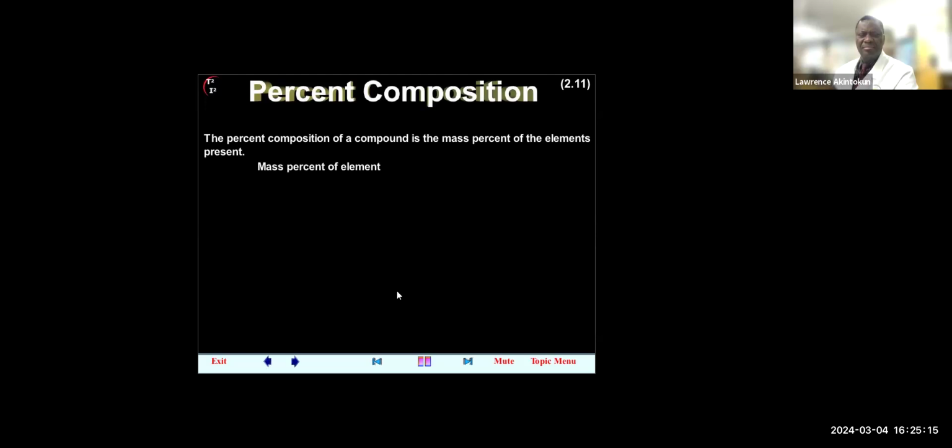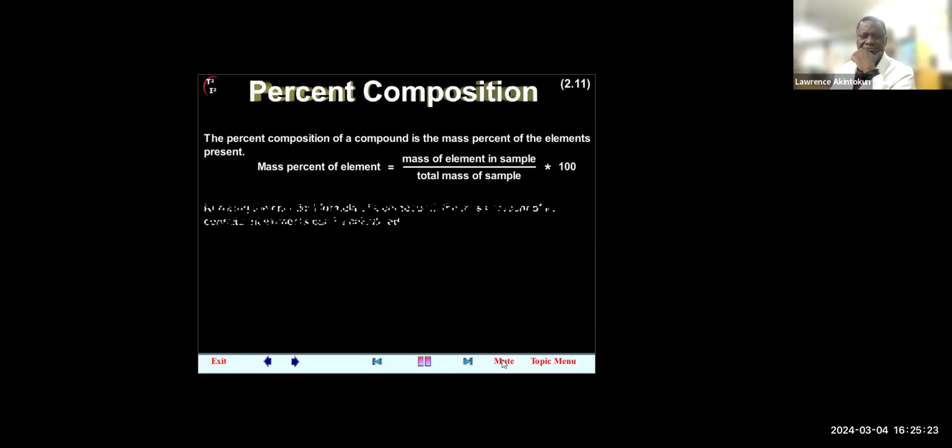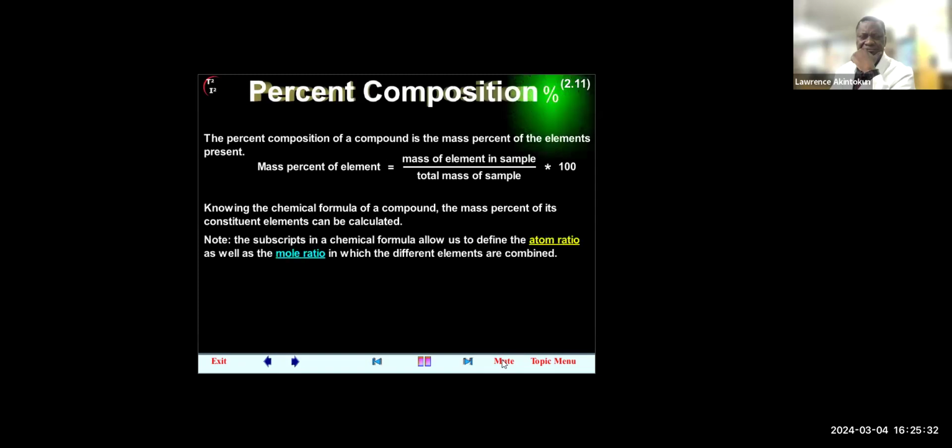Mass percent of element equals mass of element in sample divided by total mass of sample times 100. Knowing the chemical formula of a compound, the mass percent of its constituent elements can be calculated. Note, the subscripts in a chemical formula allow us to define the atom ratio as well as the mole ratio in which the different elements are combined.